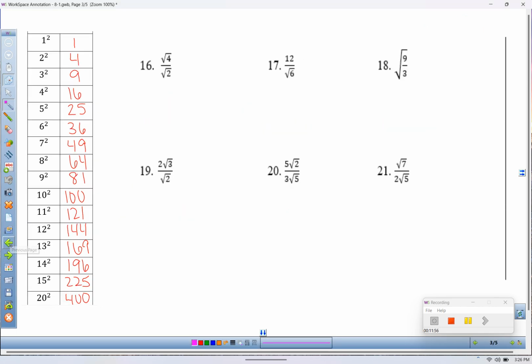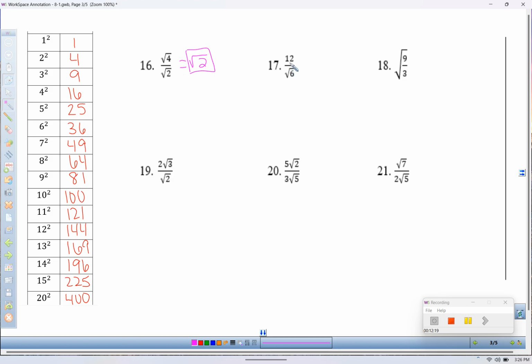All right, number 16. Now I have a radical in the numerator and a radical in the denominator. The first thing I'm going to look at is, can they be divided evenly? Can I take 4 and divide by 2 and have it come out evenly? I can do that because they both are radicals. So 4 divided by 2 is just 2, and they are both radicals, so my answer is a radical. So my answer is radical 2.